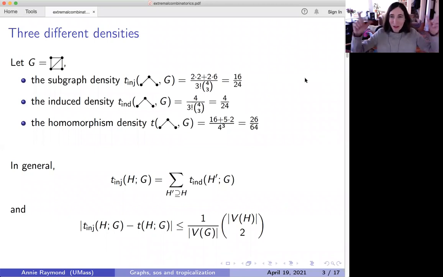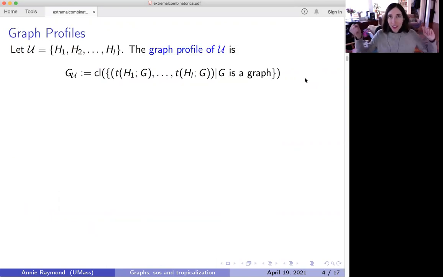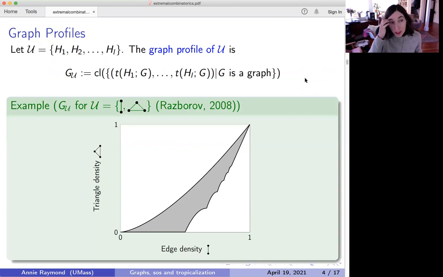If not, then let's go back to the picture that we had started drawing together. So instead of looking at the number of triangles and edges, now I'm going to look at densities, right? And so the formal definition of a graph profile of some set of small graphs U is going to be the closure of all the vectors that record the densities of the smaller graphs within some graph G, right? So this is exactly what we were doing, but instead we were looking at the number of small graphs instead of the densities. So if we do it for edge and triangle, this is the picture that we get.